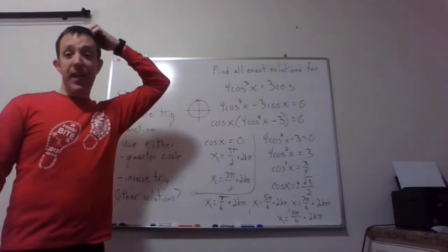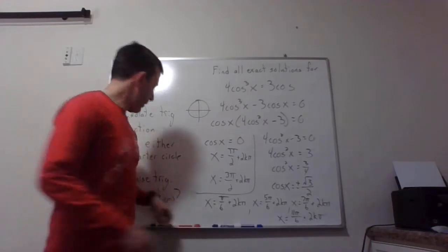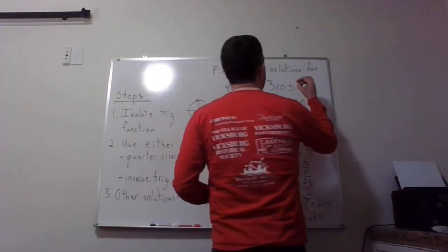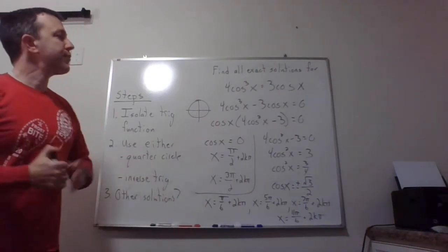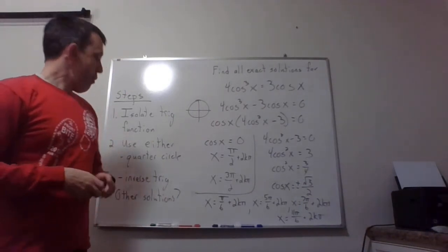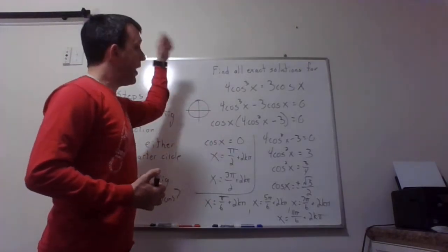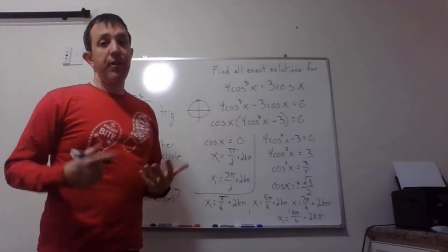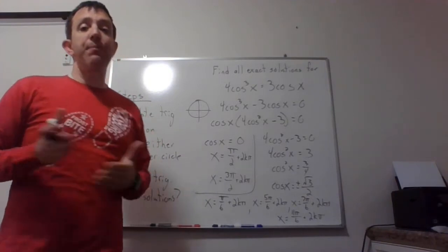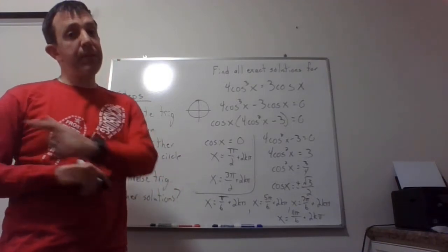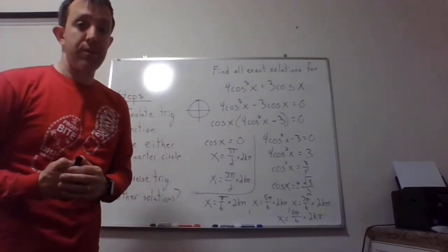Find all exact solutions for 4 cosine cubed x is equal to 3 cosine x. Oops, I forgot my x. There we go. All right, so this is our first equation, and it's a little bit messy. So here's what I see. I want the cosine all by itself. Here's what you can't do. You cannot divide both sides by cosine x, as appealing as that might be. If you do, you're going to throw away a whole bunch of solutions.